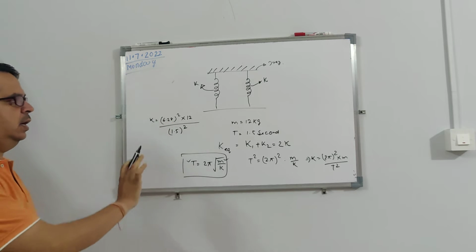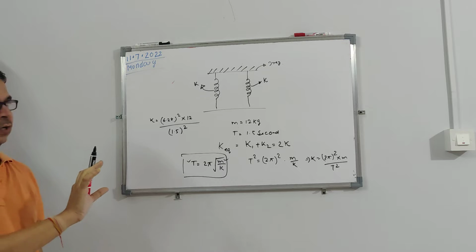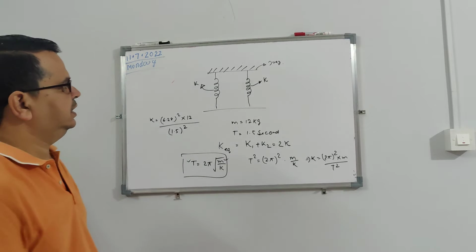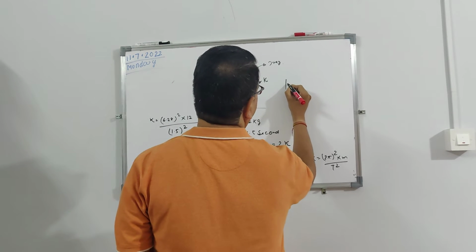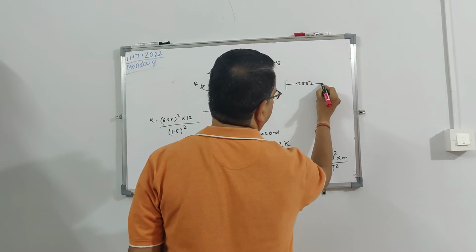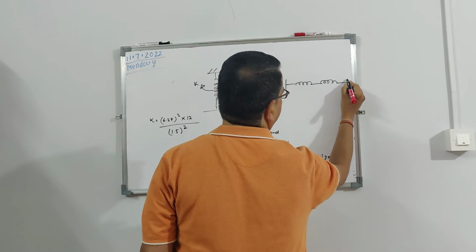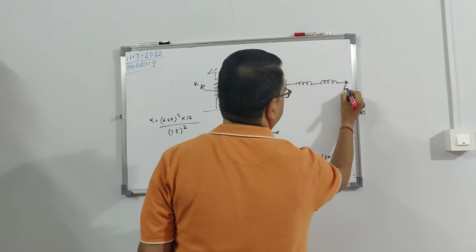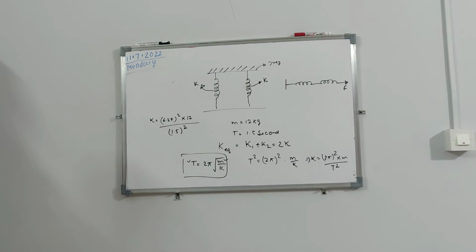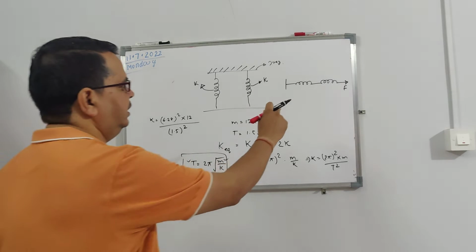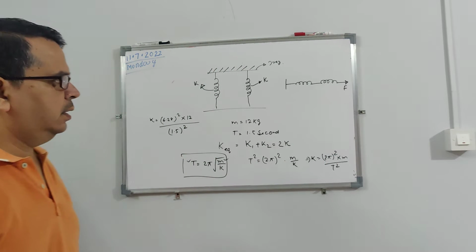So this is one example of a spring mass system. This is in parallel, and there can also be a spring mass system which is in series. You can apply a force on two springs in series. Here it is in series.